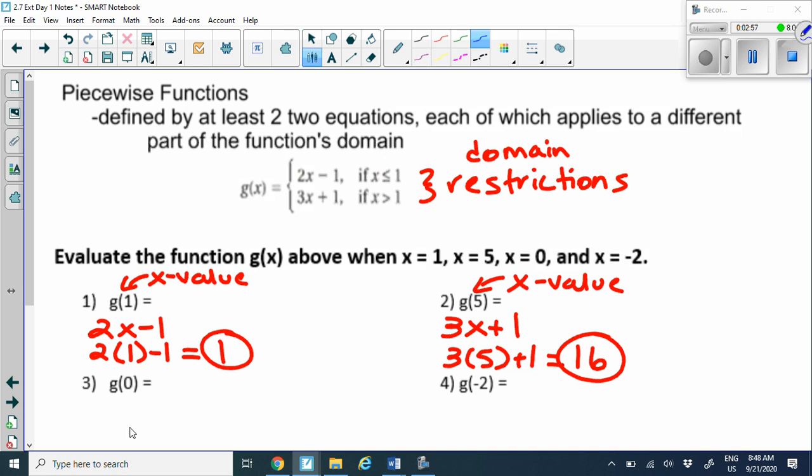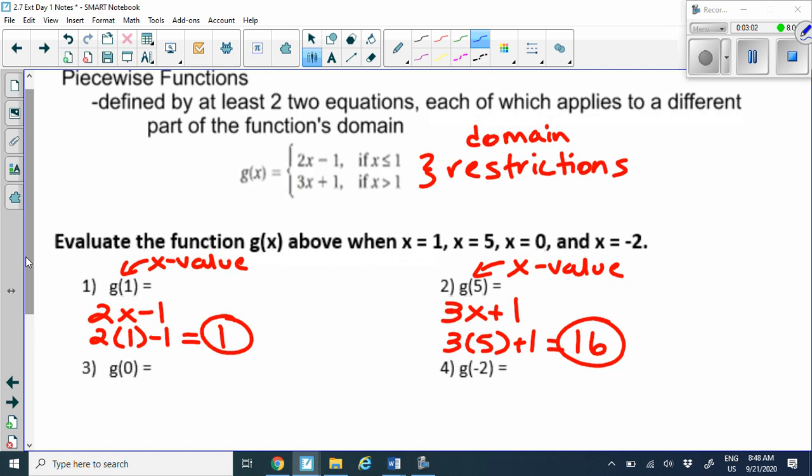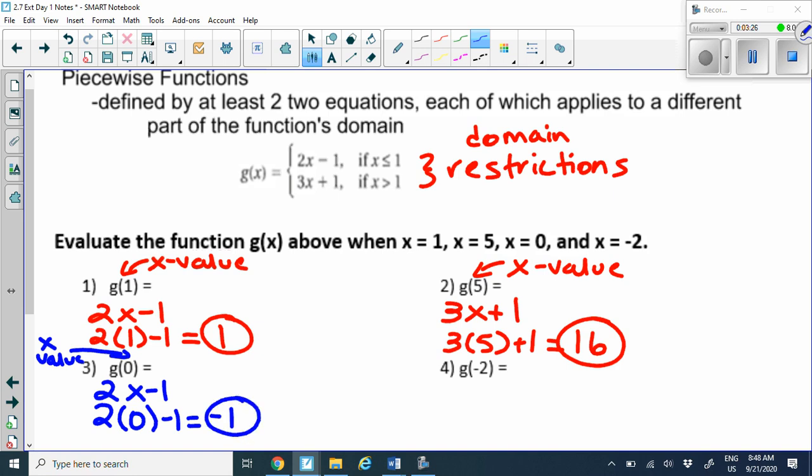So notice 0 is our x value. Okay, so now we got to see which one to plug it into. So let's look at our restriction. Is 0 less than or equal to 1? Yes, that is true. So that means we're going to plug 0 into 2x minus 1. So we get 0 minus 1 gives us negative 1.